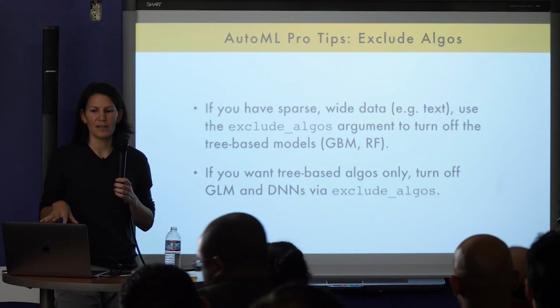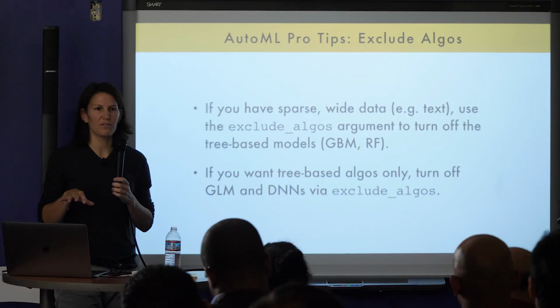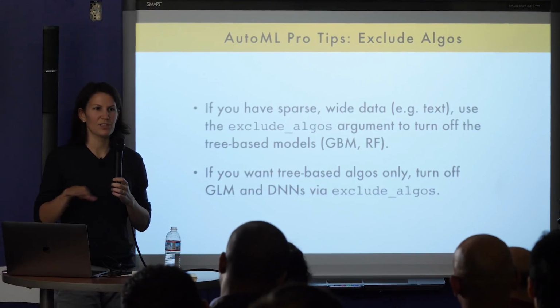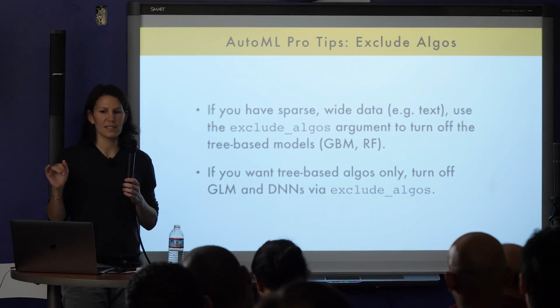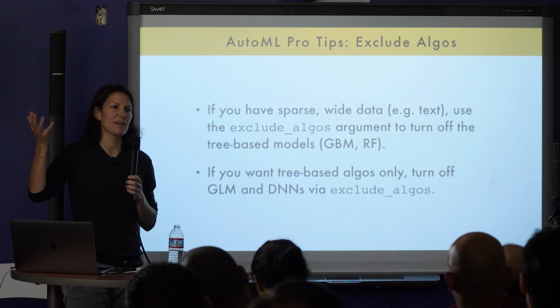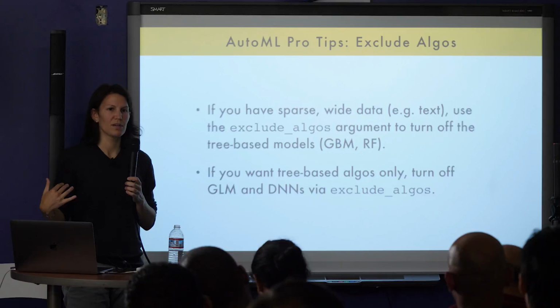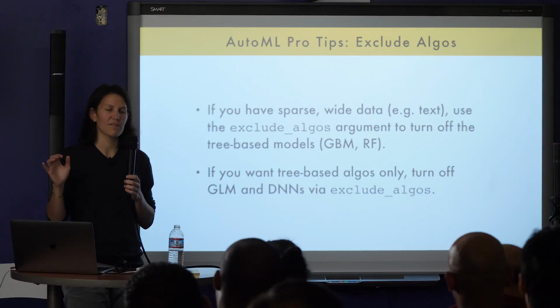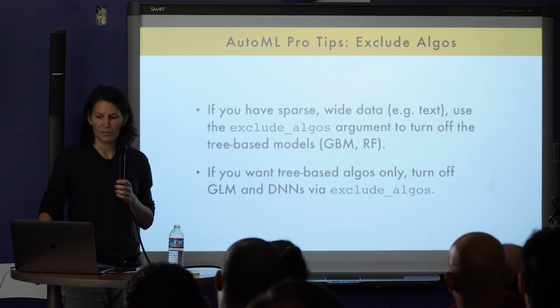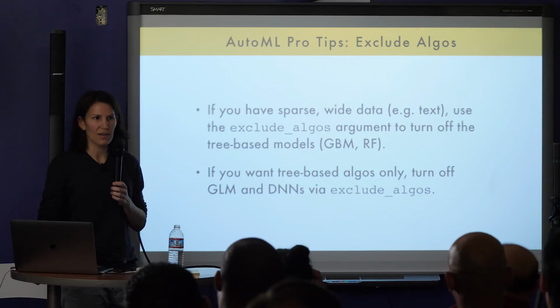With AutoML, we want it to be a tool for everyone. That includes advanced users who know more about what they want. We want to expose everything, but give you really good defaults, so that if you don't know anything, you can just use it and not have to think about it. Or if you want more control, you can do that too. So that's the exclude algos.